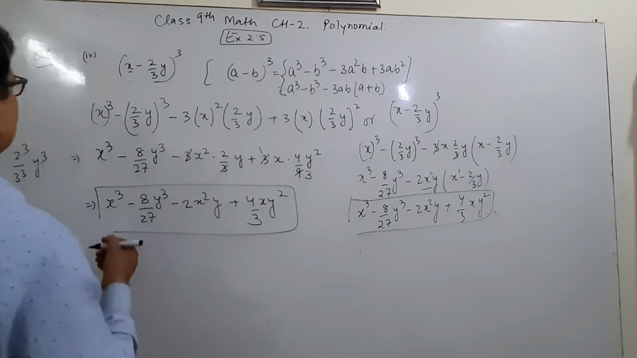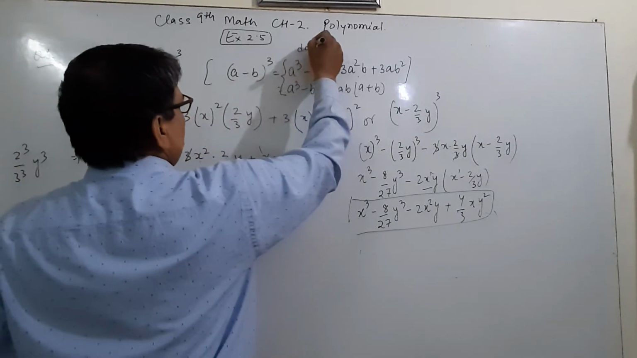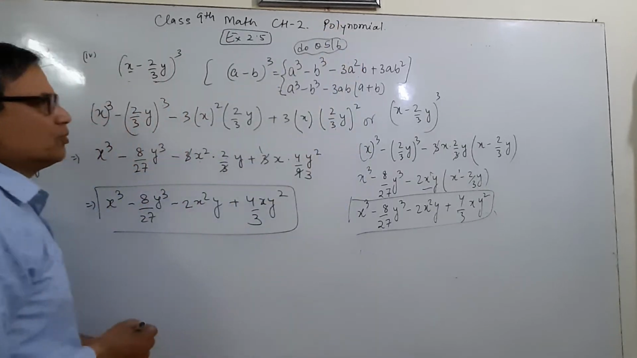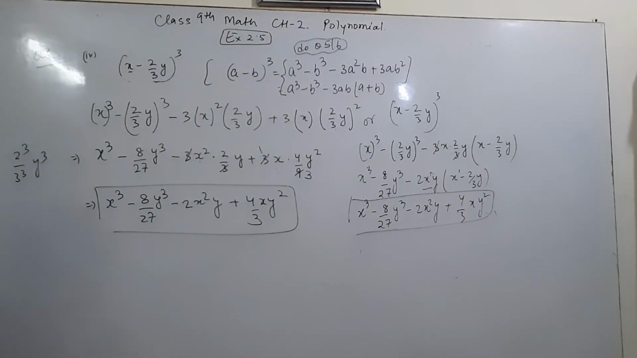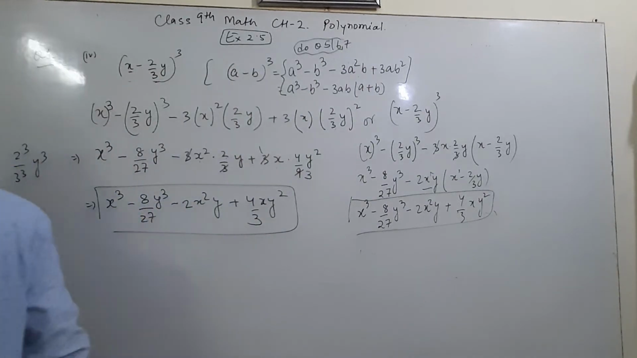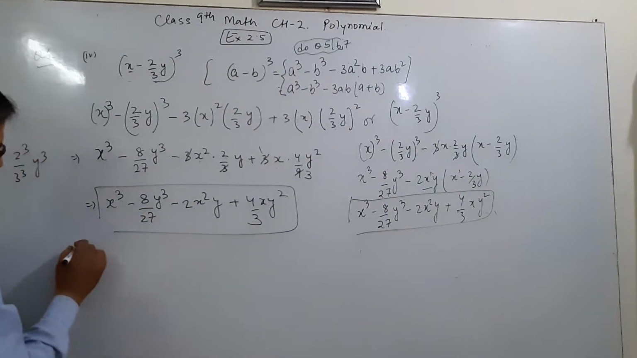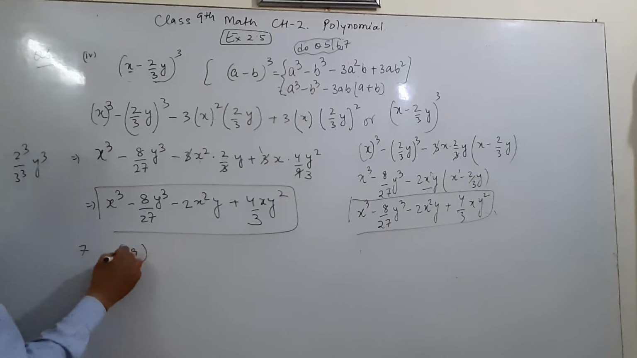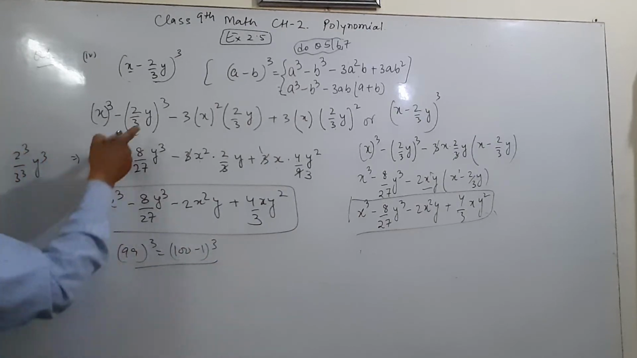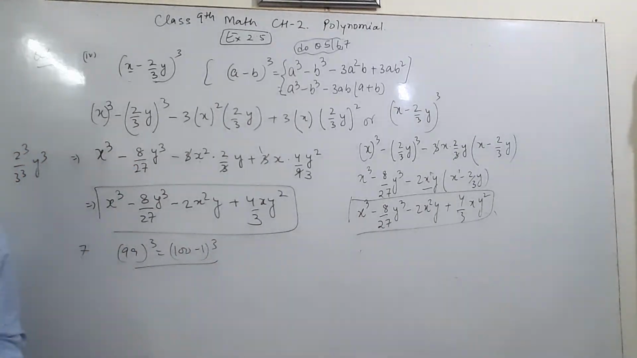And complete the question, do question number 5 and 6 again. Number 5 you have to revise many times. And now this is your number 7, because 7 is similar to 99 whole cube. We have to break it as 100 minus 1 whole cube. We have to apply the same formula. Try to do this and we will discuss it in the next class, but you have to do it. This is question number 7.